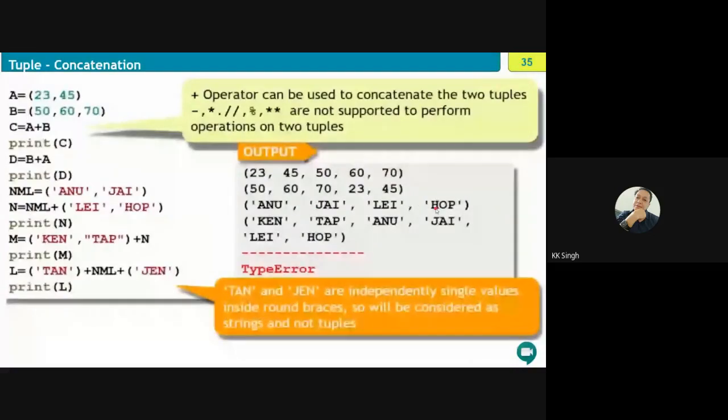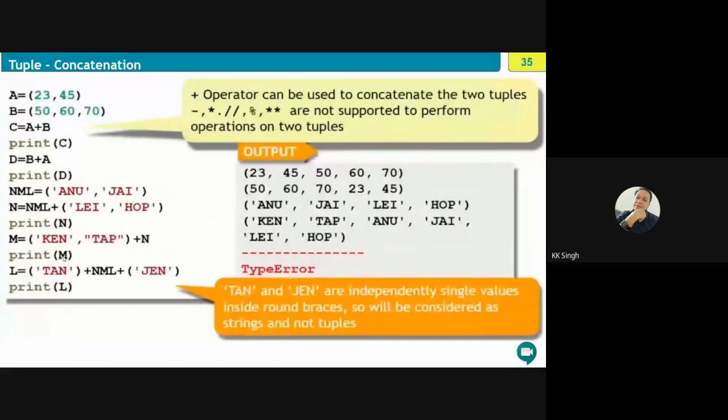Next example, M is equal to Ken and Tep. So we have two strings again in tuple form, plus we are adding N. What is N? N is Anu, Jack, Lee, and Hope. So if I concatenate N to Ken and Tep, the output should be Ken, Tep, Anu, Jack, Lee, and Hope when you print this. Hope this is clear.